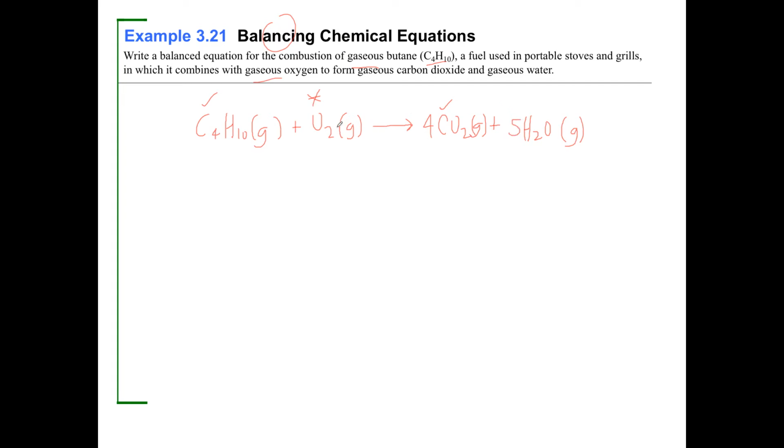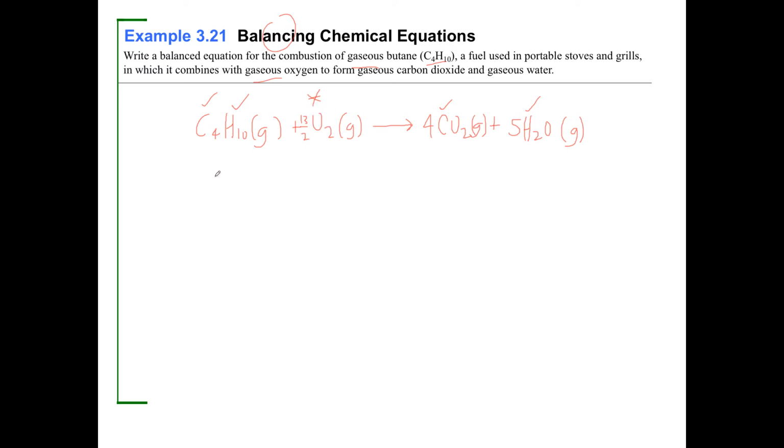You see that? So, 10 and 10, 5 times 2, right? Okay, the last thing I'm going to do is oxygens now. So how many oxygens do I have over here? Well, just 2. Over here I've got 8 plus 5 is 13. So if I'm going to make that even, I'm going to say 13 halves because there are 2 of them, right? See 2 oxygens in there?